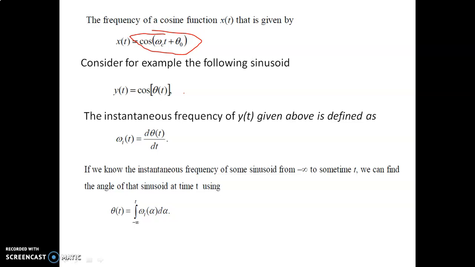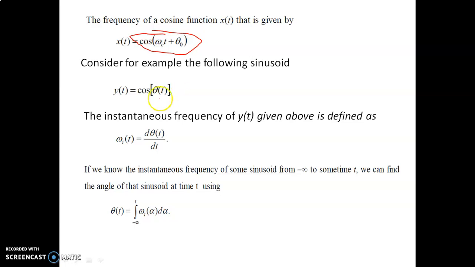For other sinusoidal functions, the frequency may itself be a function of time, and therefore we should not think in terms of the constant frequency of the sinusoid, but in terms of its instantaneous frequency, since it is not a constant for all time t. So we consider an example.